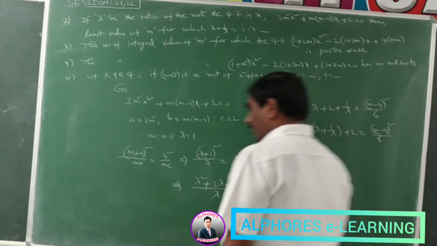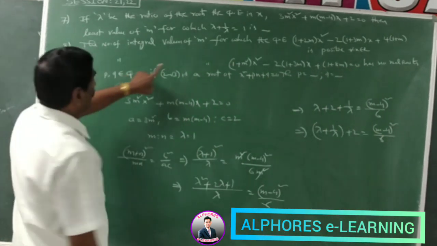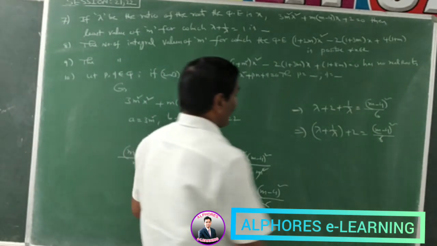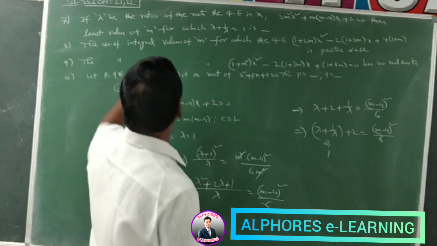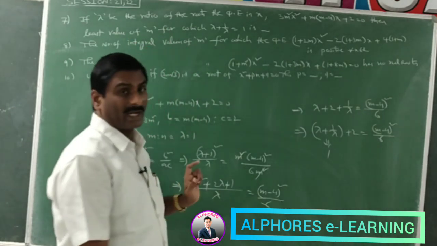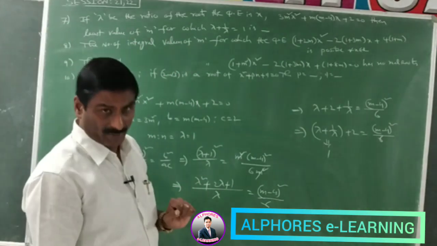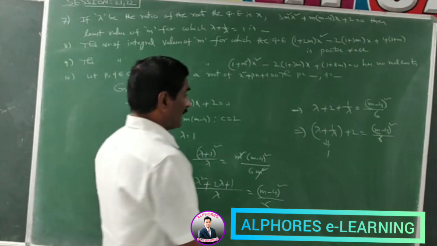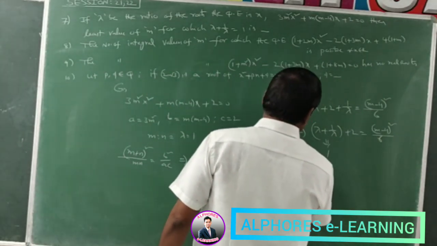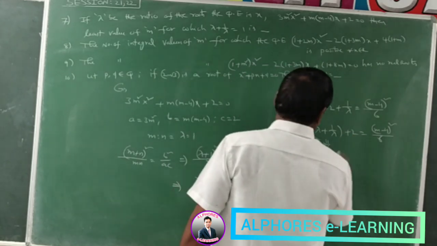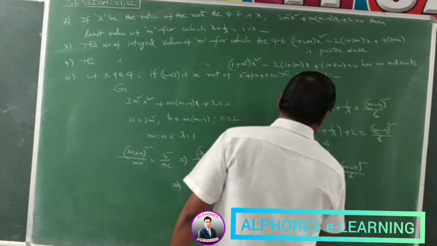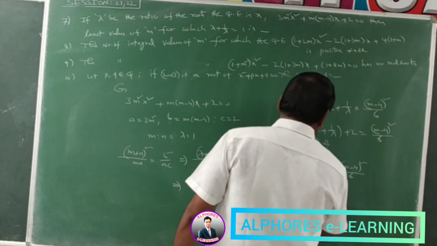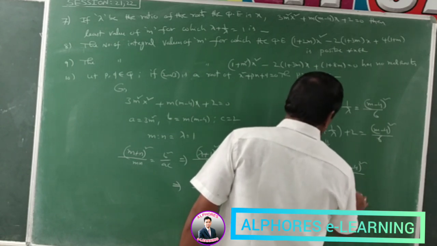But from the given, lambda plus 1 by lambda is equal to 1. We need to find the least possible value of m. Next, take this value as 1. That means 1 plus 2 means 3. 3 is equal to (m minus 4) whole square by 6. That means (m minus 4) whole square is equal to 3 into 6, which is 18.